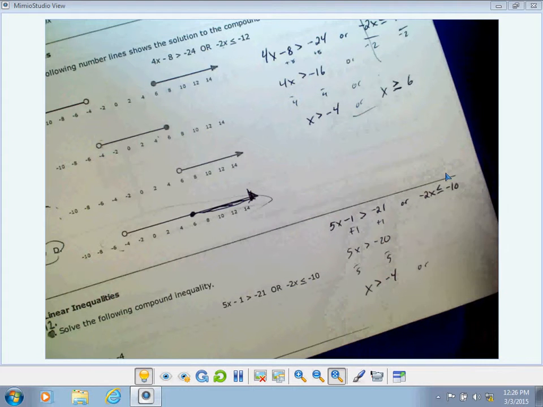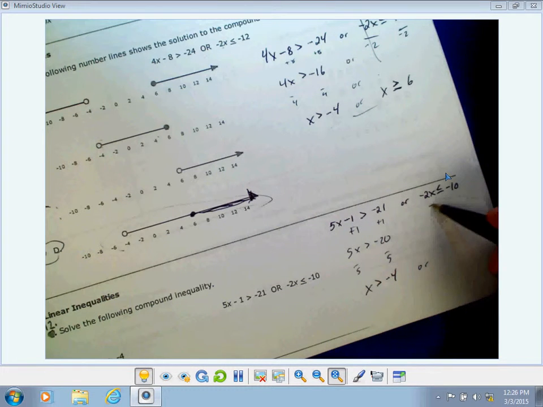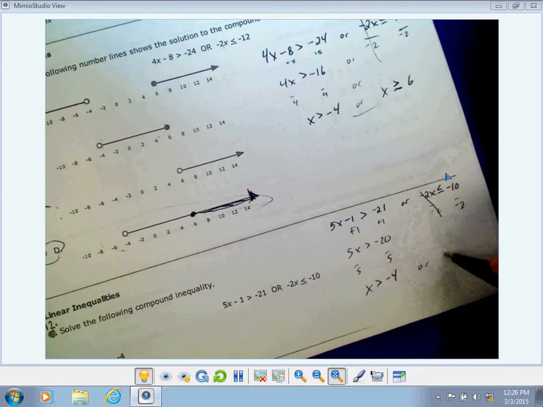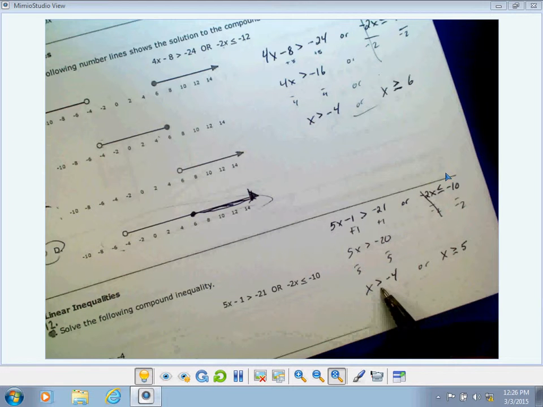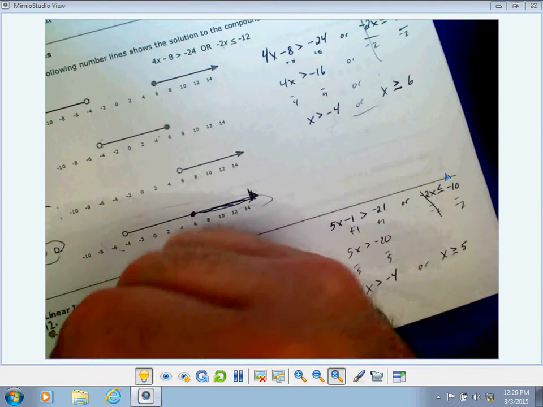Or, here I'm going to divide by negative 2, but that's going to cause me to flip the symbol around again. So I'm going to get x is greater than or equal to 5. Okay, so I look at C, the first one, because it has an or in it. It's supposed to be greater than negative 4, not less than. So C is actually out.